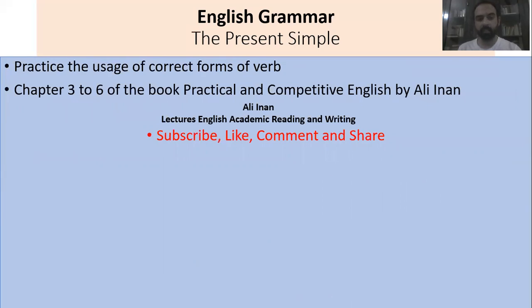For gaining a mastery over tenses and verb forms, you must practice the usage of correct forms of verbs. And do not forget to refer to chapters 3 to 6 of my book, Practical and Competitive English, for gaining mastery over the usage of verbs.